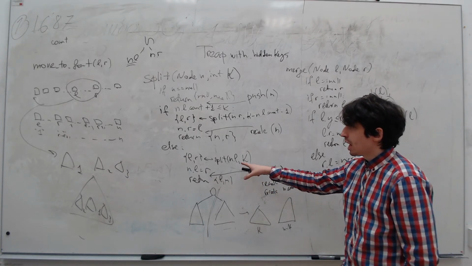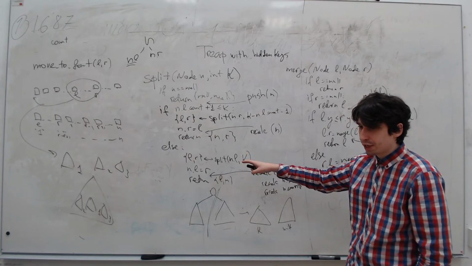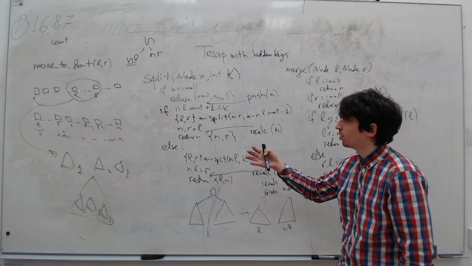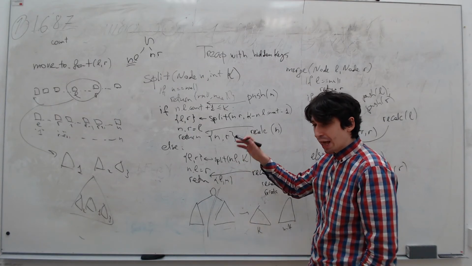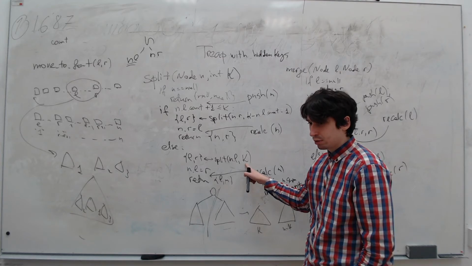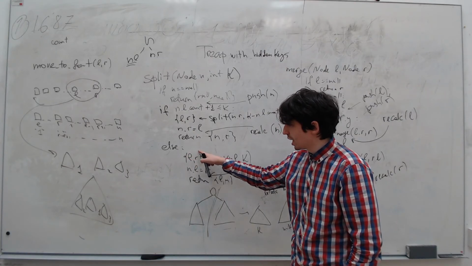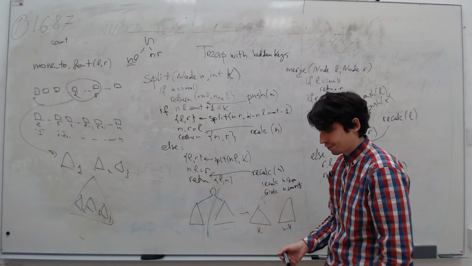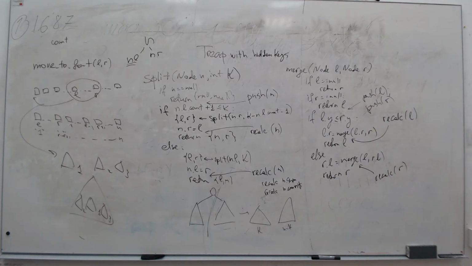Or vice versa, if we have a higher total number of keys to the left, then you go recursively to the left child and split exactly k keys out of there. So this recursively will return that left will contain exactly k keys and R will contain the rest of the keys. That's all. Merge doesn't change.